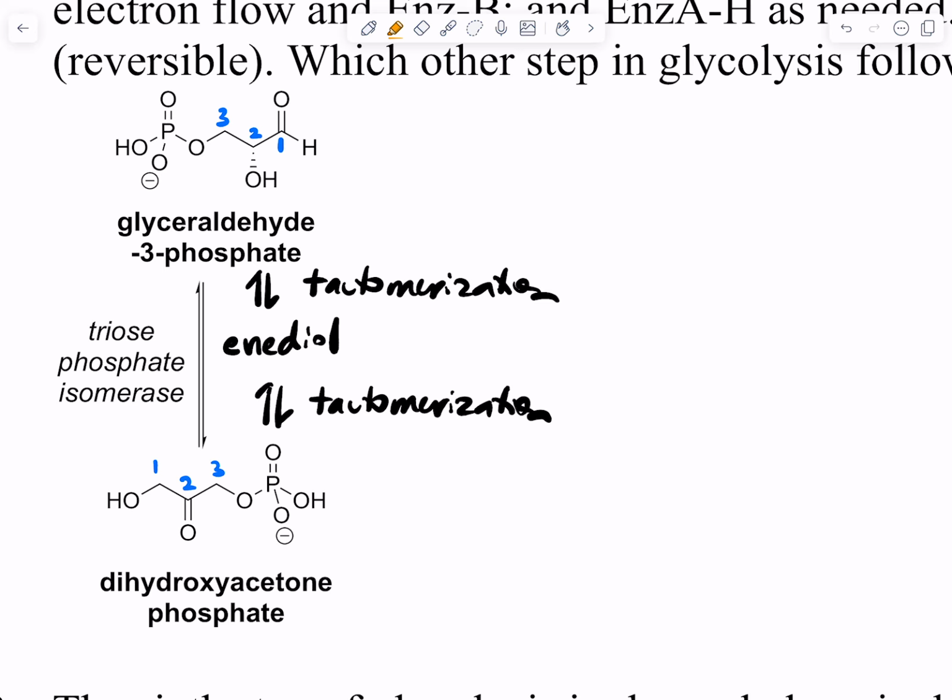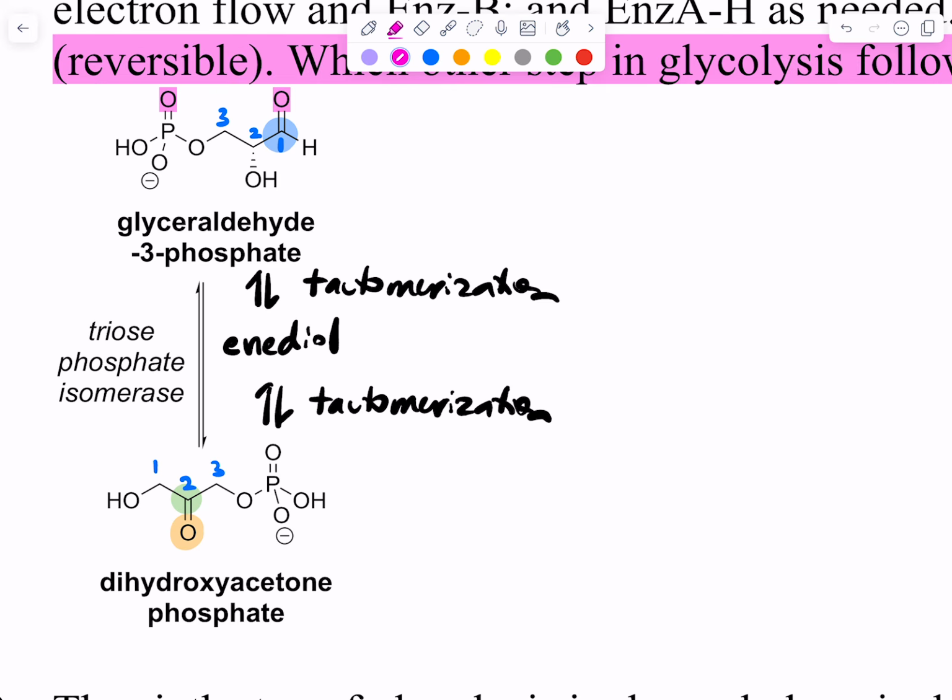Second, I'm going to use color coding the way I did with fructose and glucose. That is, the carbonyl carbon of the ketone is going to be green. The carbonyl oxygen of the ketone is going to be orange. The carbonyl carbon of the aldehyde is going to be blue. The carbonyl oxygen of the aldehyde is going to be pink. And I'm going to label them on both things.